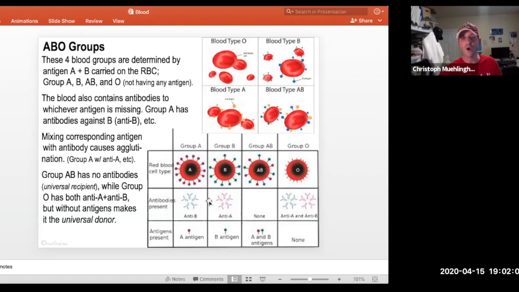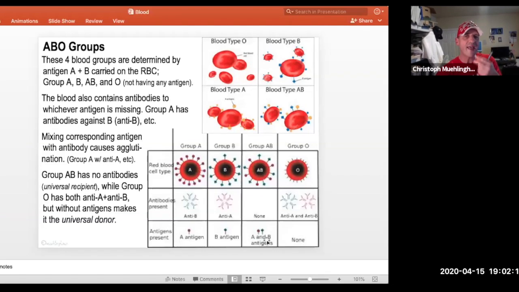And so, you know, the same is true if you have B blood and you get A, you're going to get screwed because you have anti-A antibodies. And then there is AB blood, and both antigens are present on the cell.